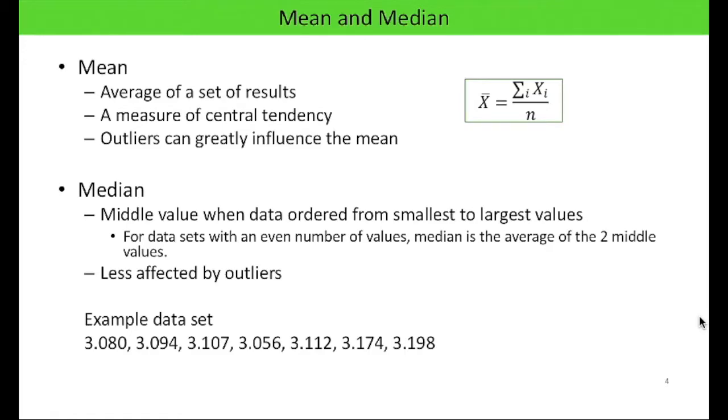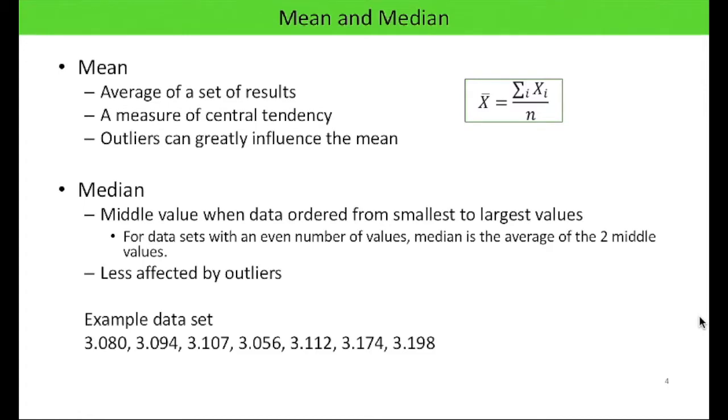The median is the middle value when the data is ordered from smallest to largest, and it is less affected by outliers. Whether the outlier is a high value or a low value, the middle value is still going to be somewhere in the range of where most of the measurements are. Most of the values will be around the middle, so the outliers are not going to affect it so much. You can practice with the example data set below if you like, but both mean and median are pretty common and pretty easily done.